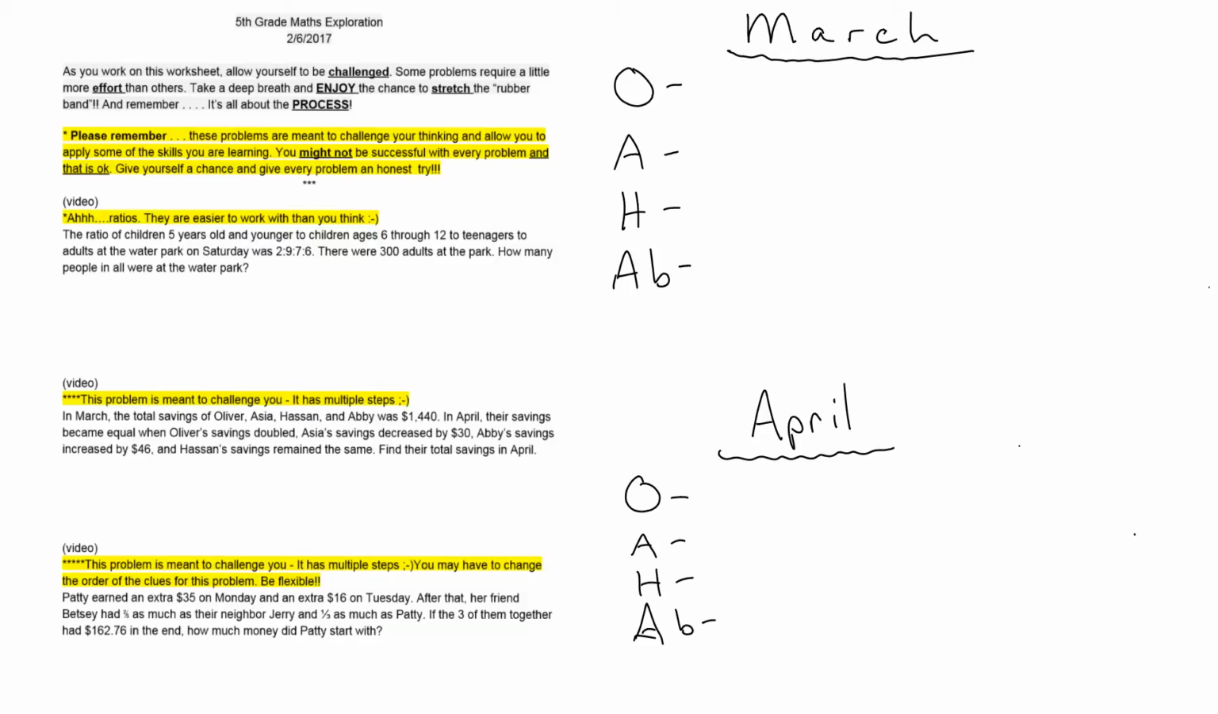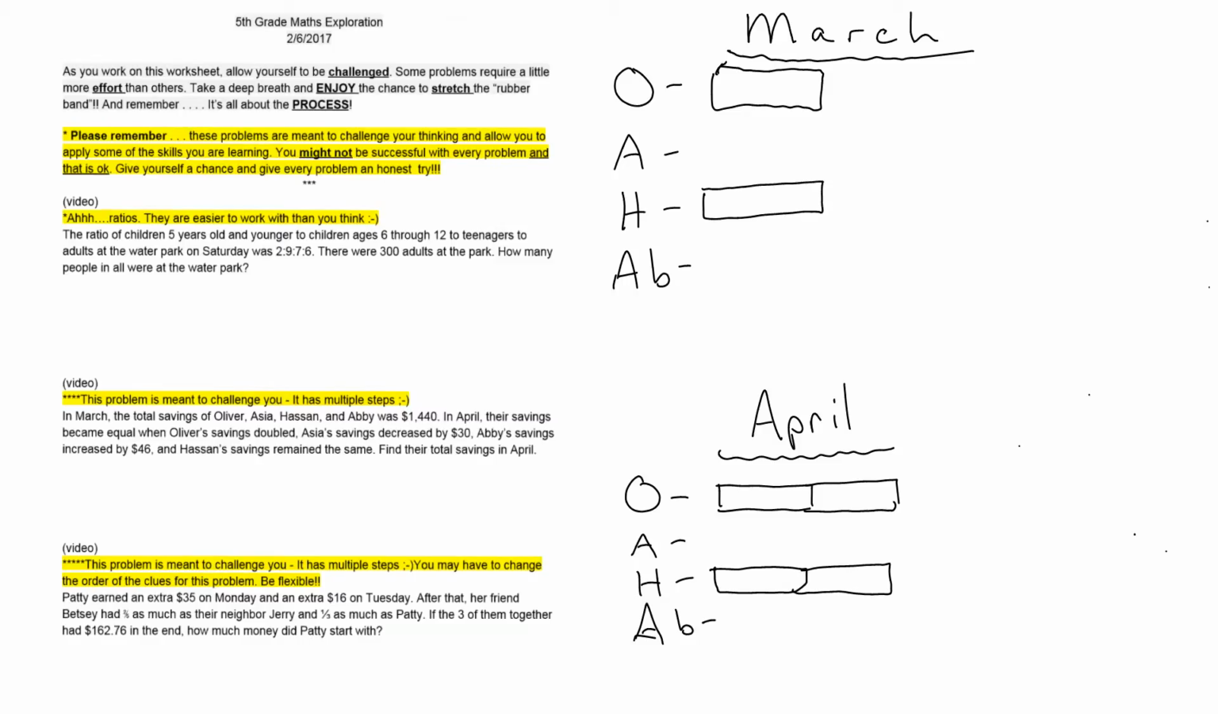If his savings doubled in April, we're going to start him off with 1 unit, and then in April, it doubled. Now that means that in March, he only had 1 unit. So we're only going to give him that unit. Now, I'm going to take a look at my clues here because it said that Hassan's savings remained the same. Since we know that everybody was equal in April and Hassan's savings remained the same, I'm going to come down here and give Hassan 2 units, which would mean he has the same amount that Oliver had. So now, same thing up here then. Hassan has 2 units.